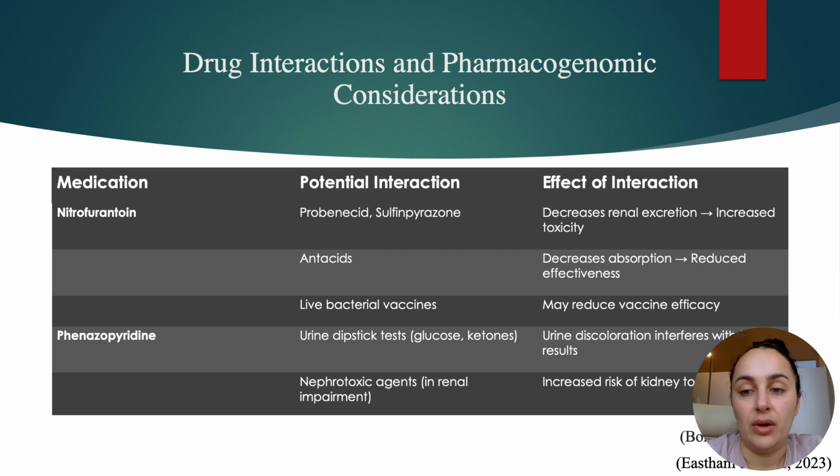Phenazopyridine, although not an antibiotic, also presents with a few interactions. One of the most common issues is the ability to interfere with urine dipstick tests, particularly for glucose and ketones. This is due to the intense orange or red discoloration it causes in the urine, which can affect the colorimetric readings on these tests, which can lead to inaccurate results. In patients with renal impairment, concurrent use of phenazopyridine with other nephrotoxic agents should be approached with caution, as it may increase the risk of kidney toxicity due to reduced drug clearance.